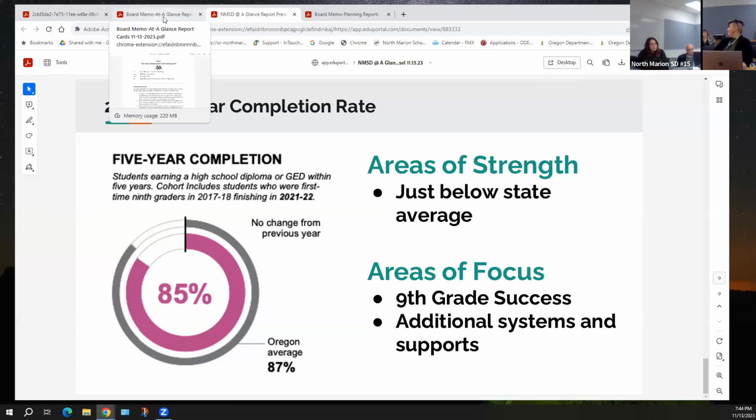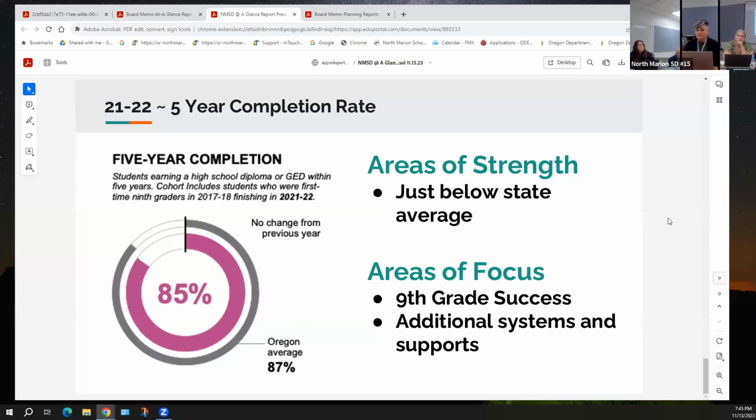Can I add something? Yeah. Also, we're having a little higher number of kids wanting to get their GED. And so we're able to support them with that pathway, knowing that they are very deficient in credit, that they have a pathway to walk out with a piece of paper. And that's what we're trying to do.